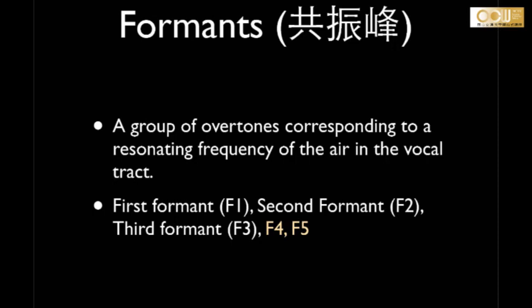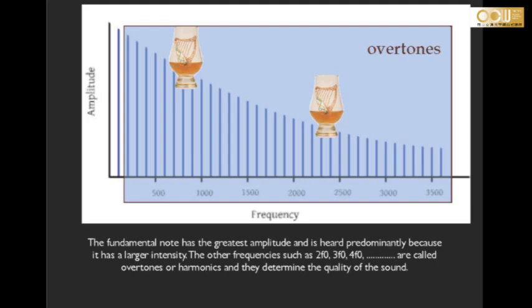And then just again, those overtones we've been talking about are called formants. It's a group of overtones corresponding to a resonant frequency of the air in the vocal tract. And we call the lowest one F1, then F2 and F3. Okay, so you might be a little bit confused because I have been telling you that we call the lowest one F0. This is a slightly strange point. And now I'm telling you, you call the lowest one F1.